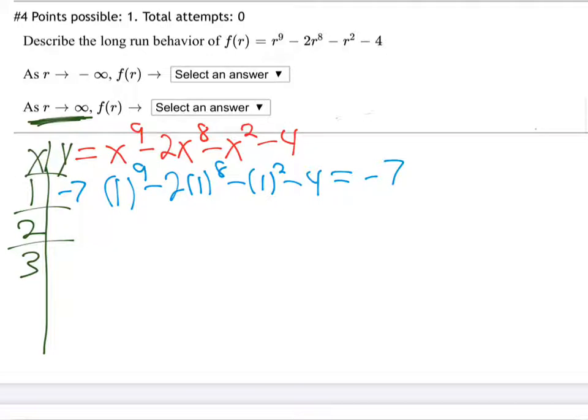Then you could plug in 2. So, okay, I'll plug in 2 now. 2 to the 9th minus 2 times 2 to the 8th minus 2 to the 2nd minus 4. I have no idea what that is. Some number there. I guess maybe I better figure that out and quit hemming and hawing about it. I think it's -8.